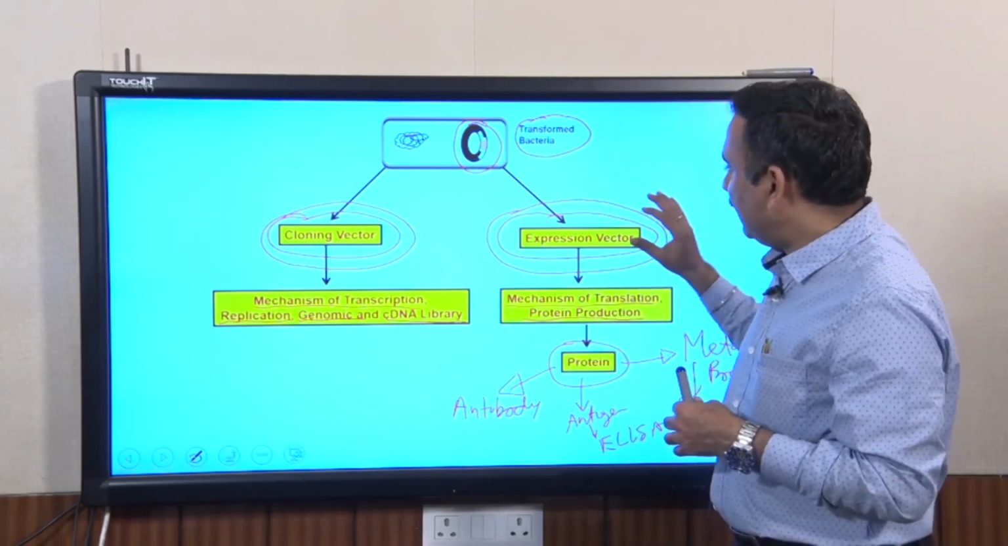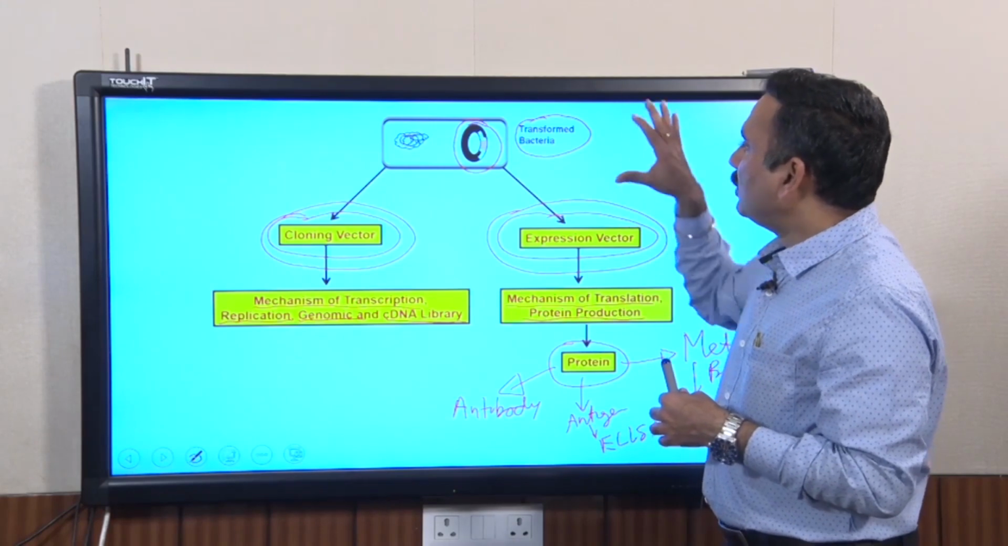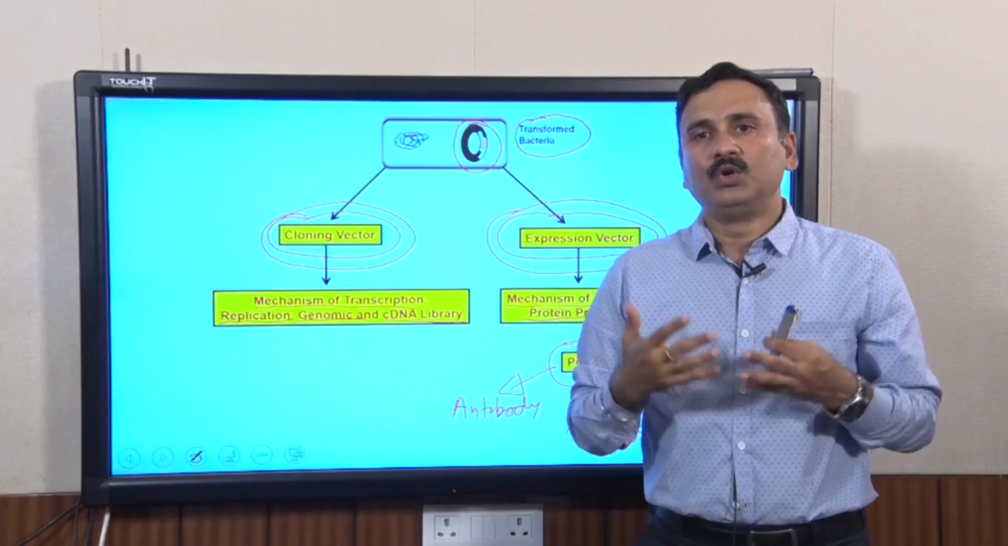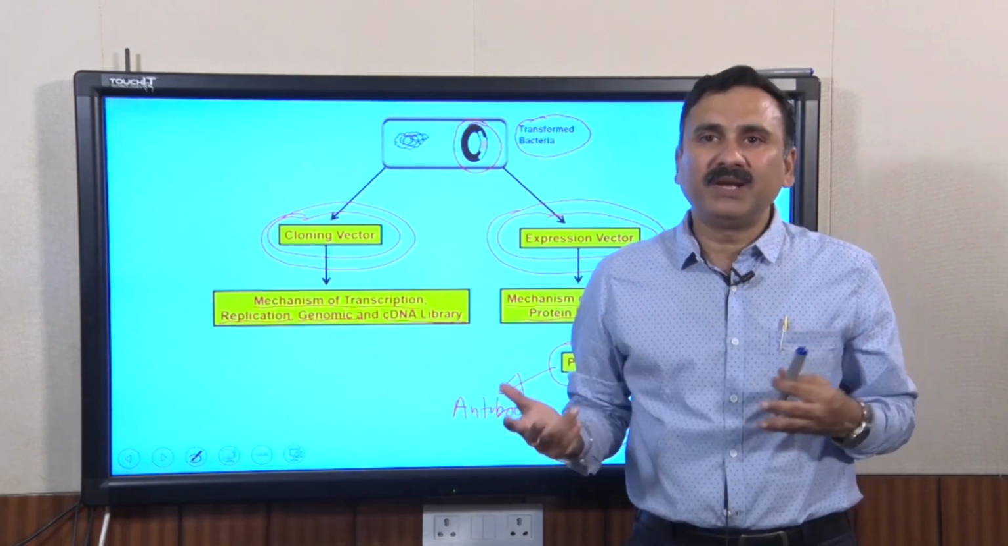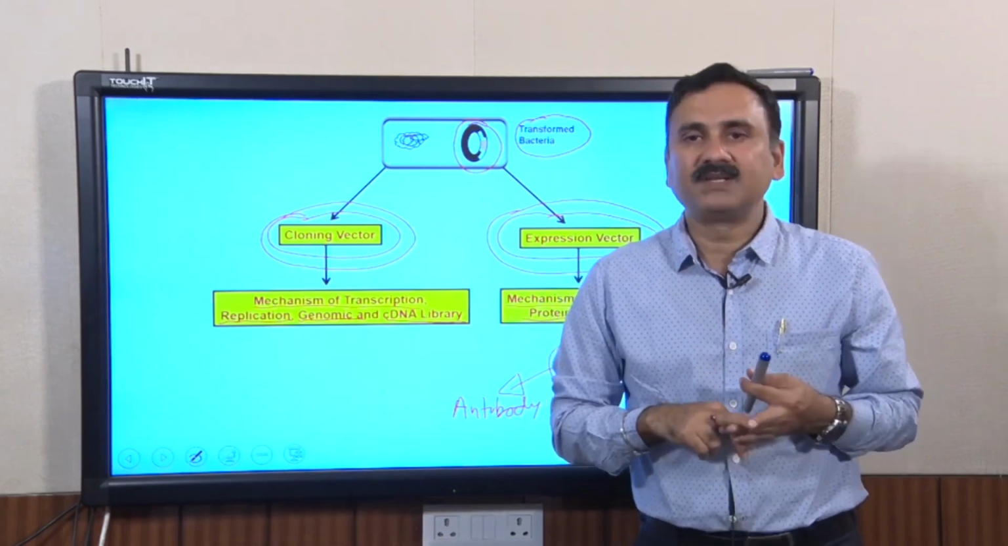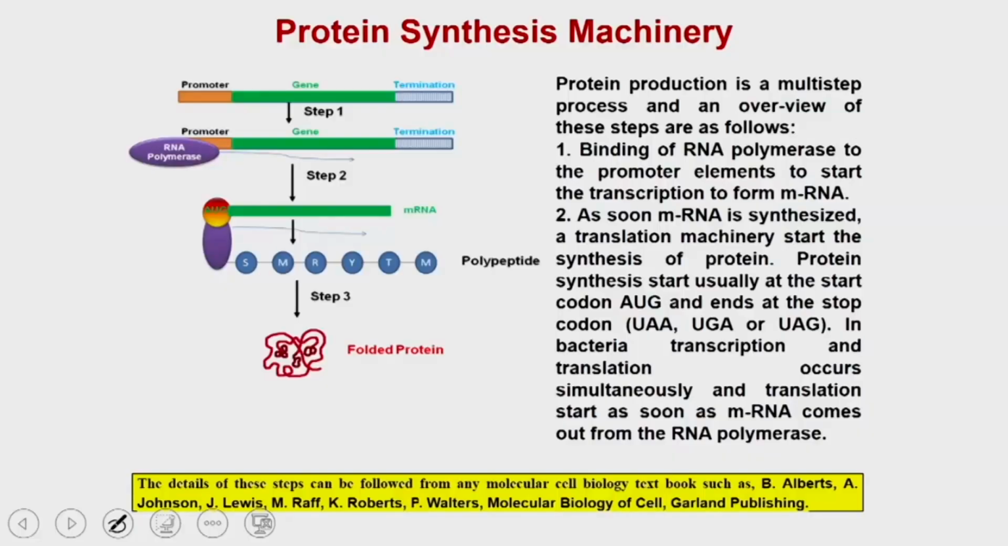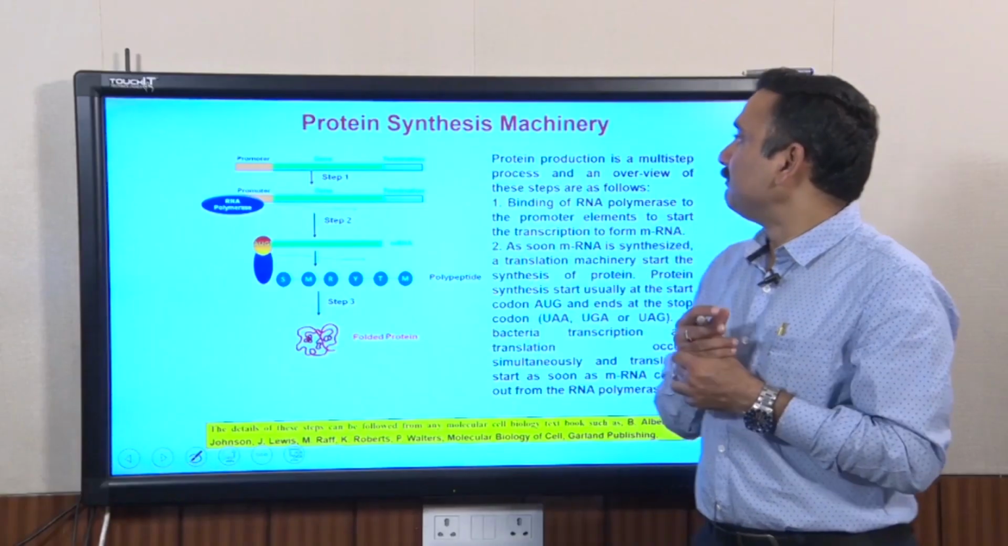Today we are going to discuss how to exploit the transformed host to overexpress or express the protein of your interest, which you have cloned from a particular gene. Before getting into the details of the different types of hosts important for producing the protein, let us see the different steps involved in a typical protein production machinery.